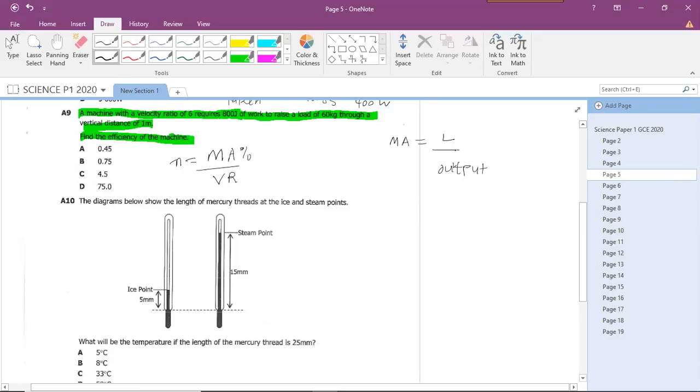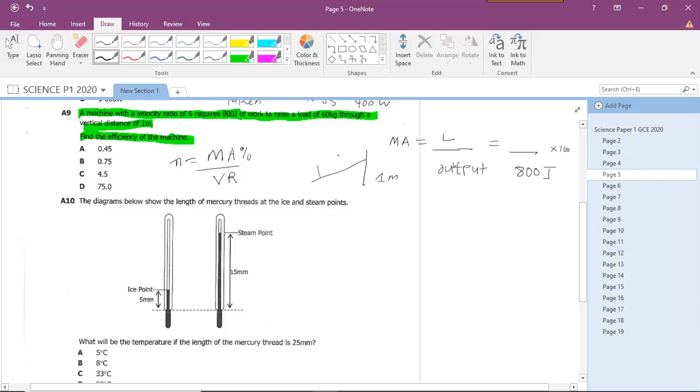So again, what is the load? Remember the output is 800 joules. The mechanical advantage is multiplied by 100 because it's a percentage. The mechanical advantage is a ratio, so it doesn't have units. So let's find the load. 60 kg through a vertical distance of 1 meter.